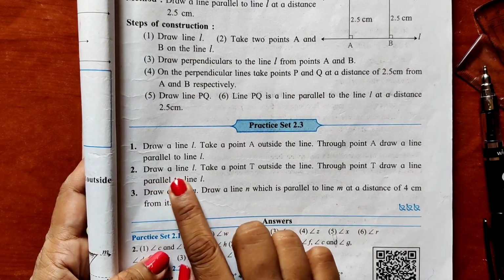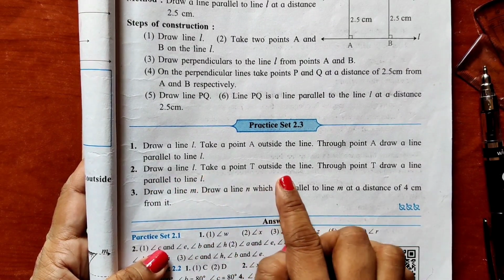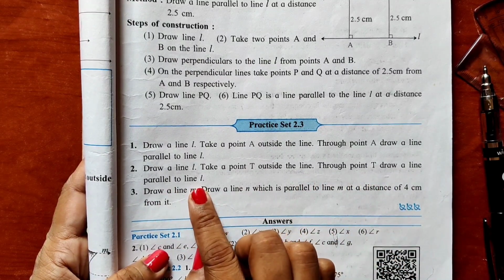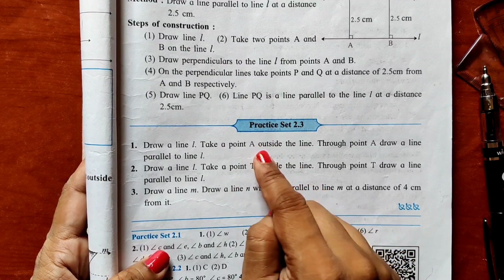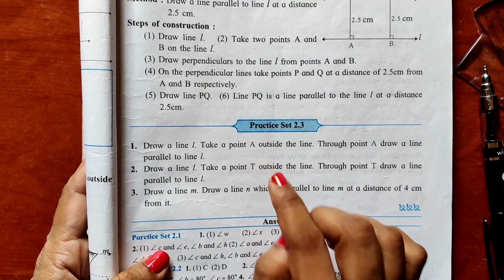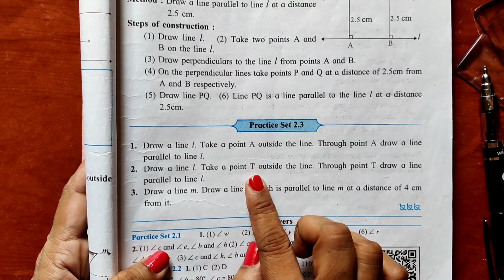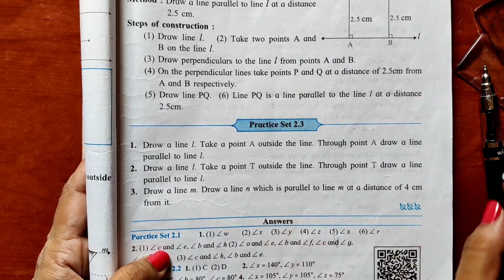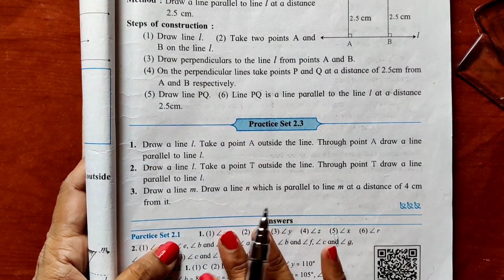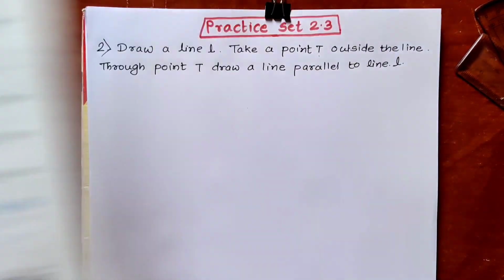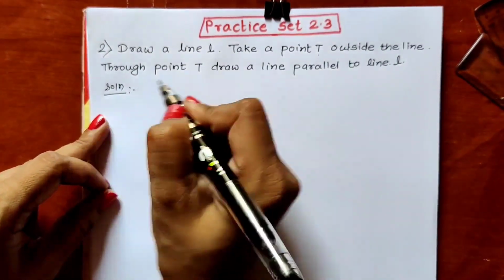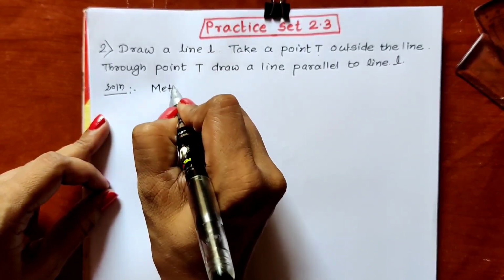Now question number 2, draw a line L, take a point T outside the line. Through point T, draw a line parallel to line L. Exactly same as the first question. First and second question are same because we have to take a point T outside the line and we have to draw a parallel line passing through this point T. So it is exactly same. Again we will be drawing the diagram using both the methods. So first method we will write here method 1.